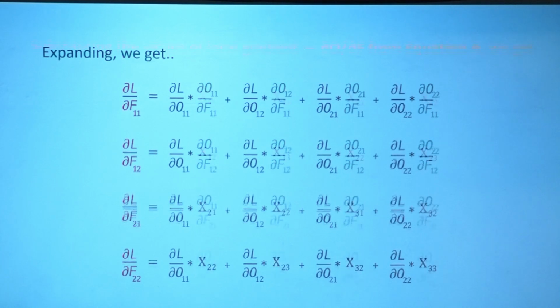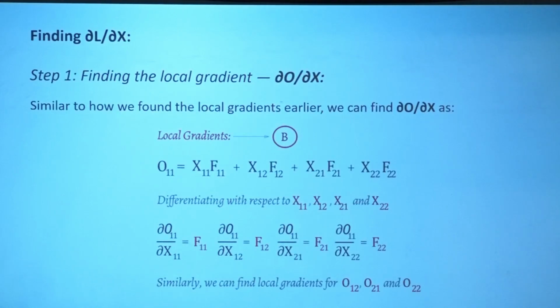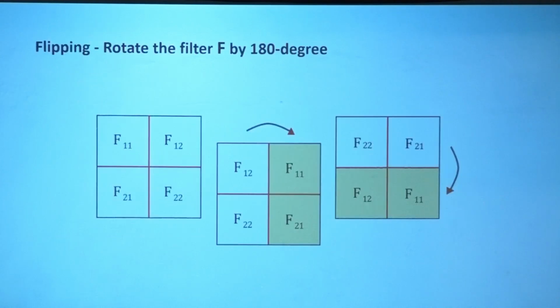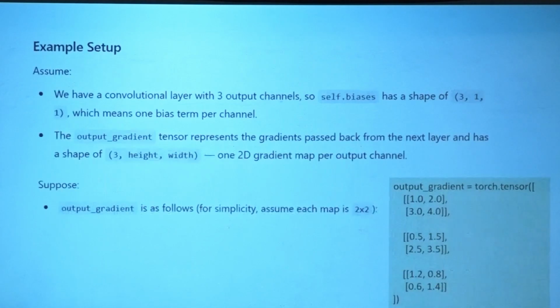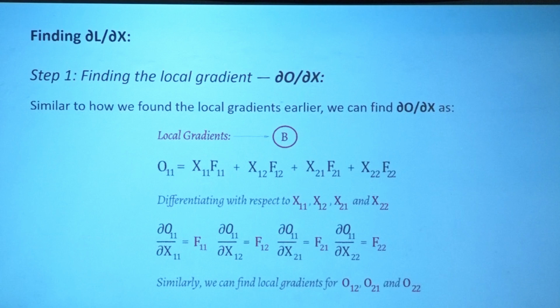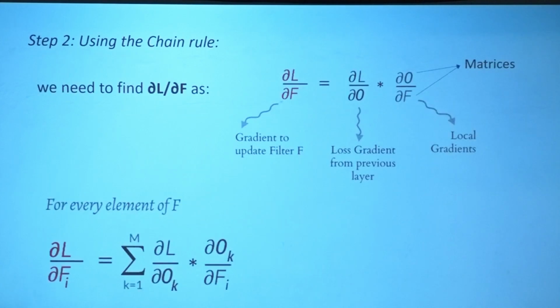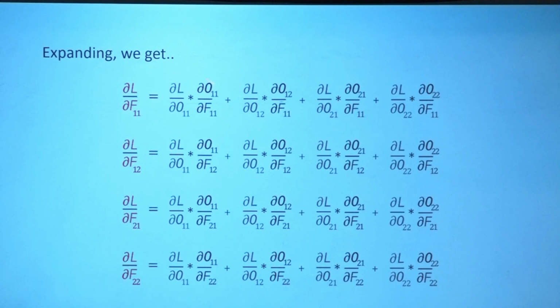Look at here. How many values? As I said, F is a 2 by 2 matrix, F 1,1, 1,2, 2,1, 2,2, 4 elements we are having. And O is also a 2 by 2 matrix, O 1,1, 1,2, 2,1, 2,2. If you expand these equations, then what you will get is these things. Now from these equations, you can make it simplified.